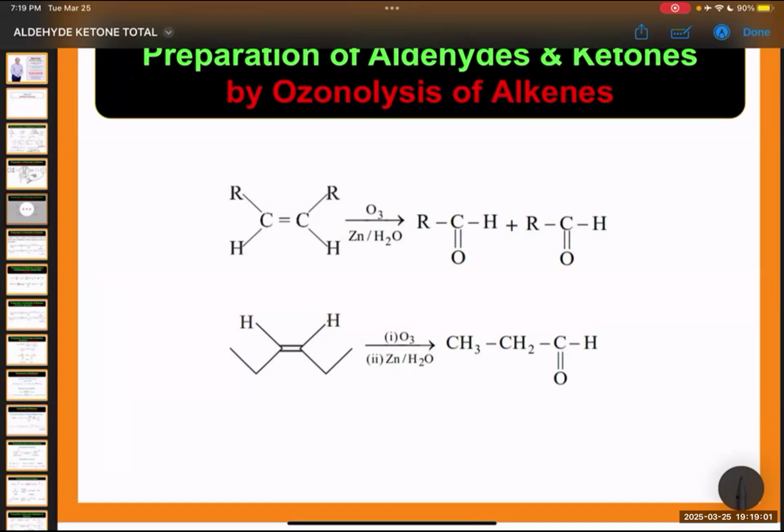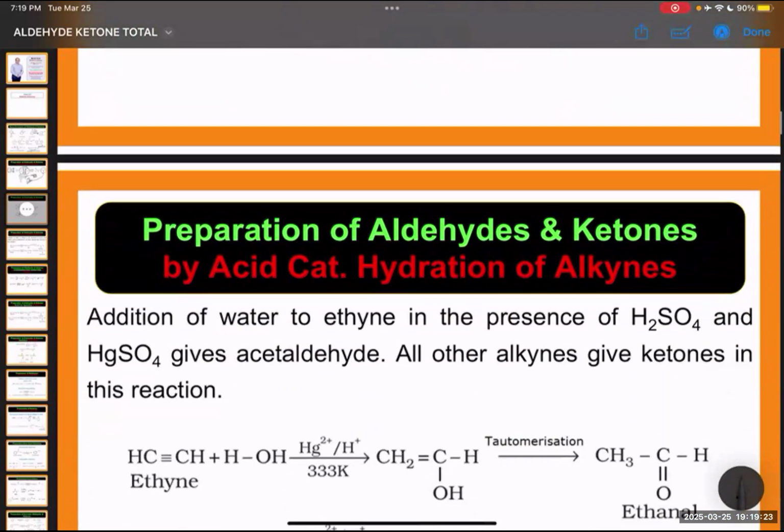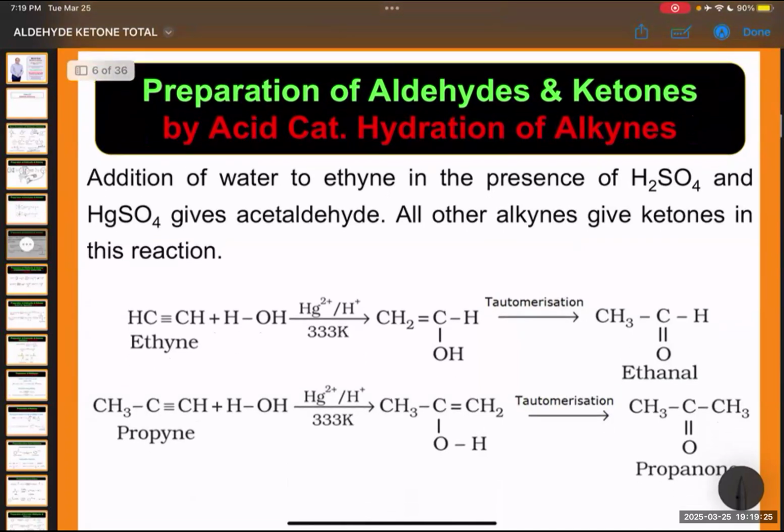This is reductive ozonolysis, zinc is there, and you will end up with both as aldehydes. Cut it, put oxygen, that's it. If this is reductive, you are going to end up with an aldehyde having 3 carbon atoms, propanal.